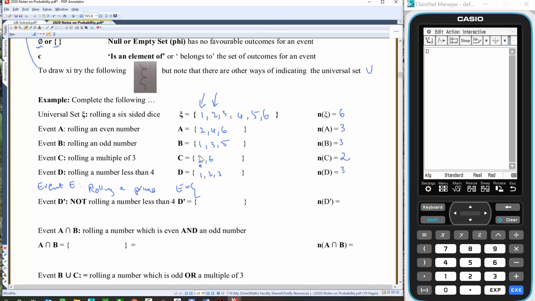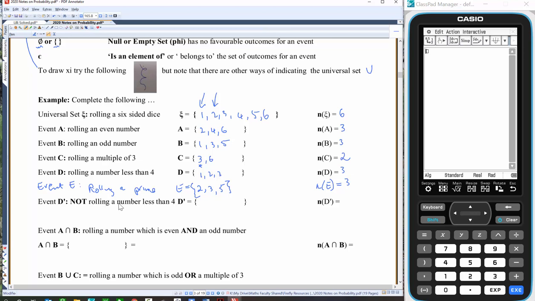So the first prime number between 1 and 6 is 2. 2 is special because it's the only even prime number. 3, excuse me, and 5. So there's actually 3 prime numbers between 1 and 6. That's a lot. And the number of elements in that set is 3.